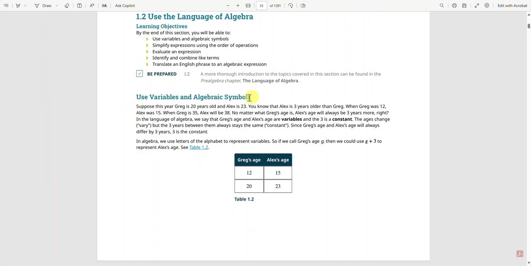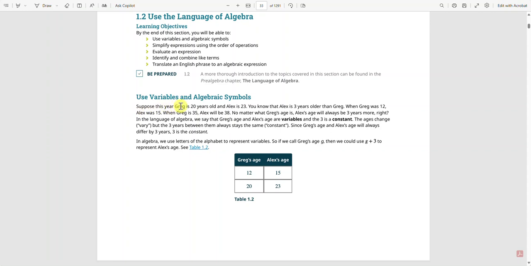The first section we read is to use variables and algebraic symbols. And notice that this section is simply the first objective. Make sure you understand the order of this textbook because that will help you to study it. So this first objective or goal here in this section is to use variables and algebraic symbols. We're going to have to learn what these words even mean. So let's go ahead and read together.